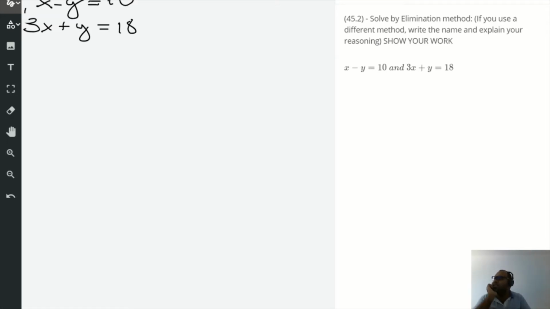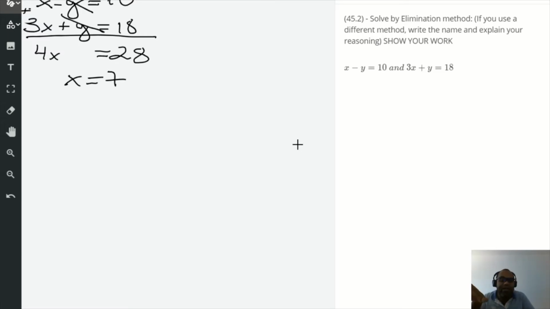Let's use addition. Oh, sorry, guys, my bad. Let's use addition over here. Let's solve right now then. x plus 3x, 4x. Negative y plus y, goodbye, 0. Equals 10 plus 18, 28. How many times does 4 go into 28? 7 times. x equals 7. Done. I like the elimination method, guys, because it's pretty simple and fast.